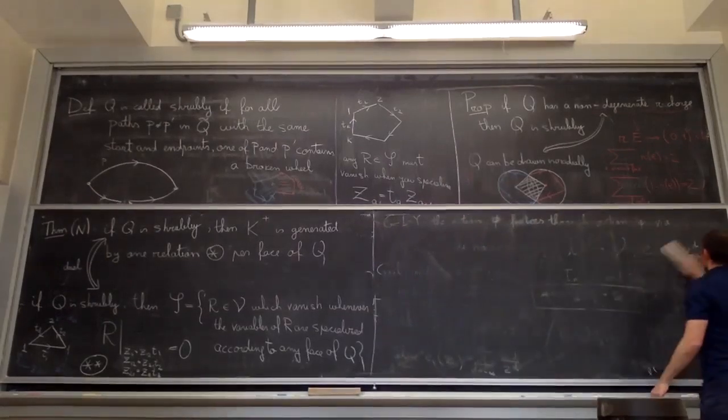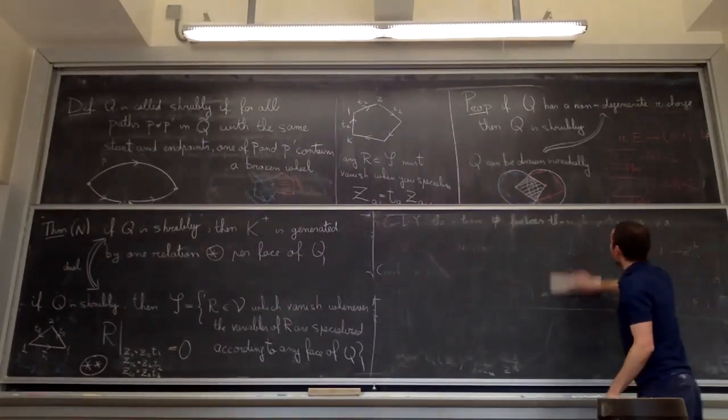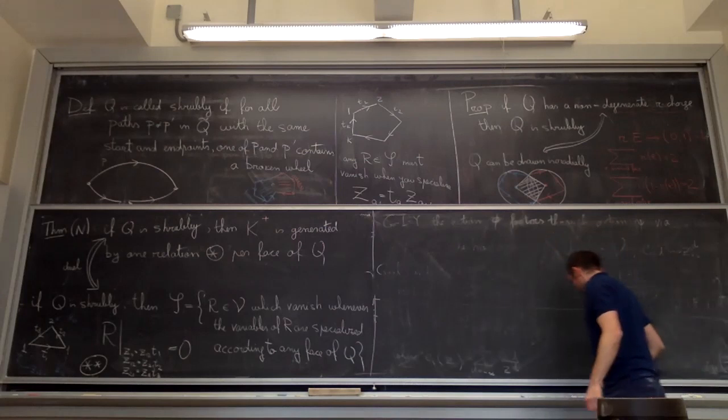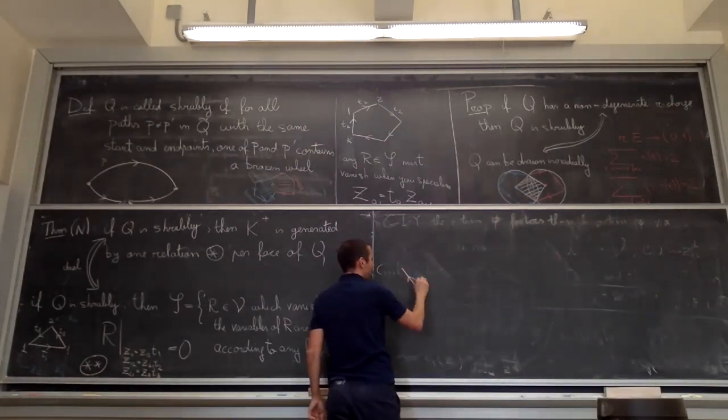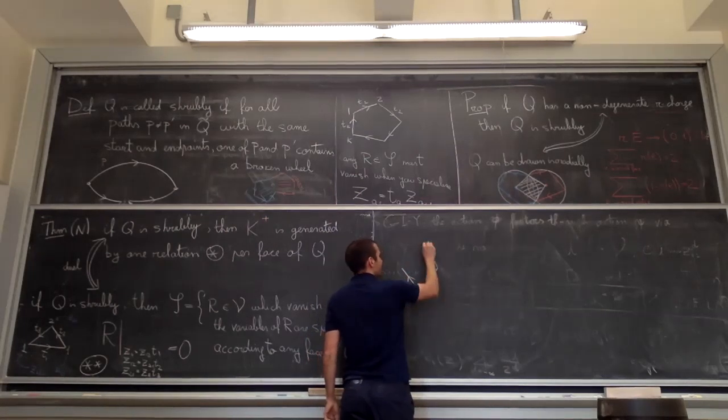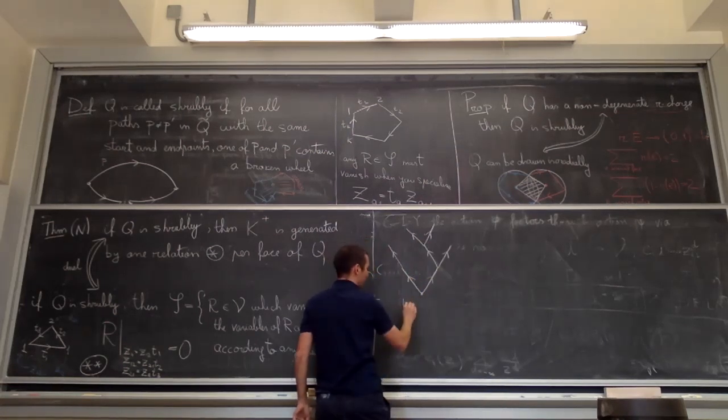Let me tell you what a shrub is. Before I tell you what a shrub is, I have to tell you what a tree is. Now, you all know what a tree is. A tree is something which emanates from a root, and then it branches out, it has leaves, and sometimes in April it has flowers as well. So this is a tree.